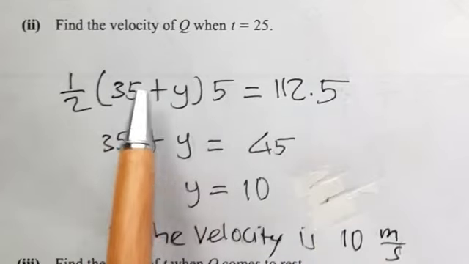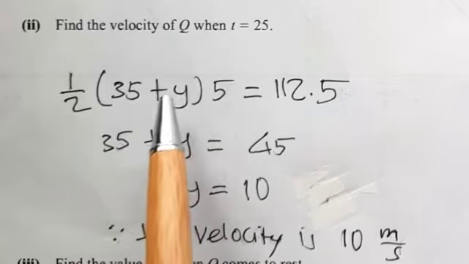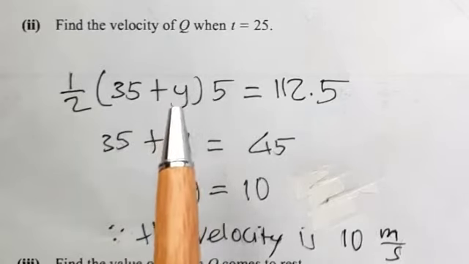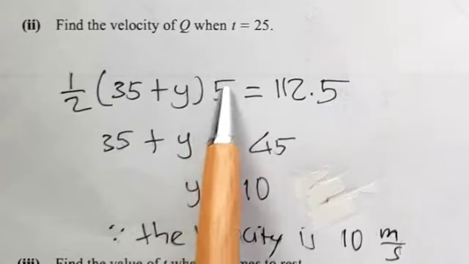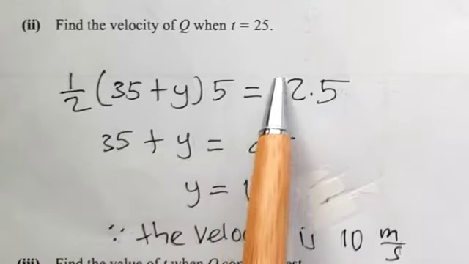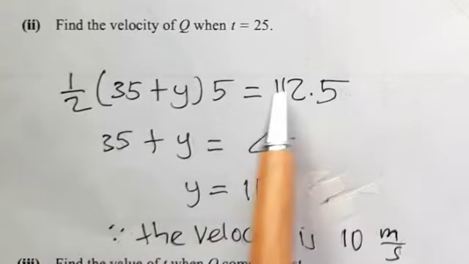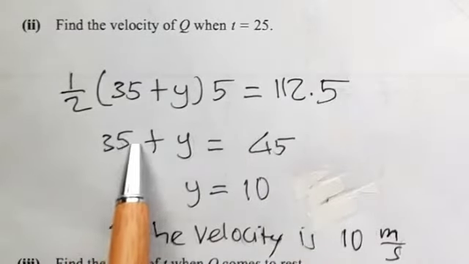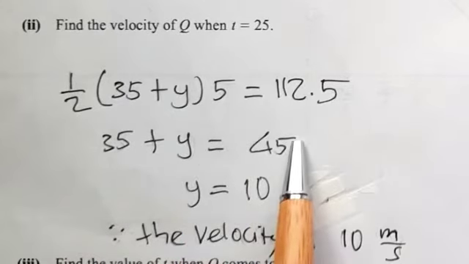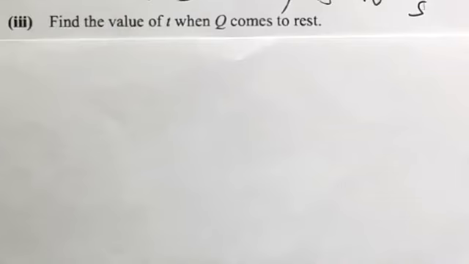The sum of the parallel sides, that is 35 plus y, where y is the velocity when time is 25 seconds, and 5 is the height of the trapezium. Thus half times 35 plus y times 5 equals 112.5. Then cross times 2 and divide by 5. Thus 35 plus y equals 45, y equals 10. Thus the velocity is 10 meters per second, that is the velocity of particle Q when time is 25 seconds.